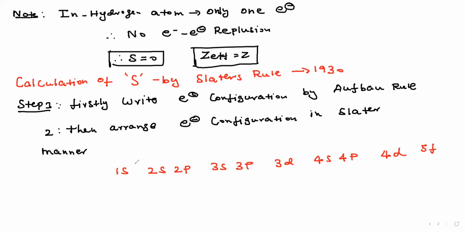D and F are individual groups. Okay. Then the 1s is an individual group. The 2s and 2p form a group. 3s and 3p form a group. 3d, the D orbital, is a separate group. Then 4s and 4p form a group, and similarly D is a separate group, F is okay.